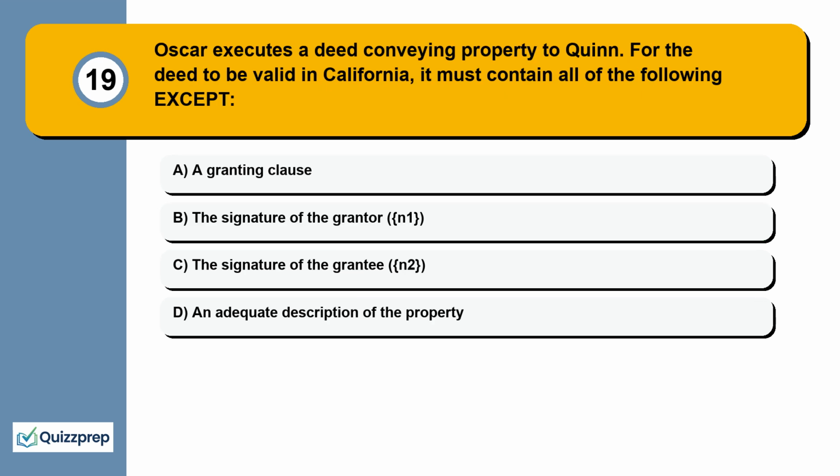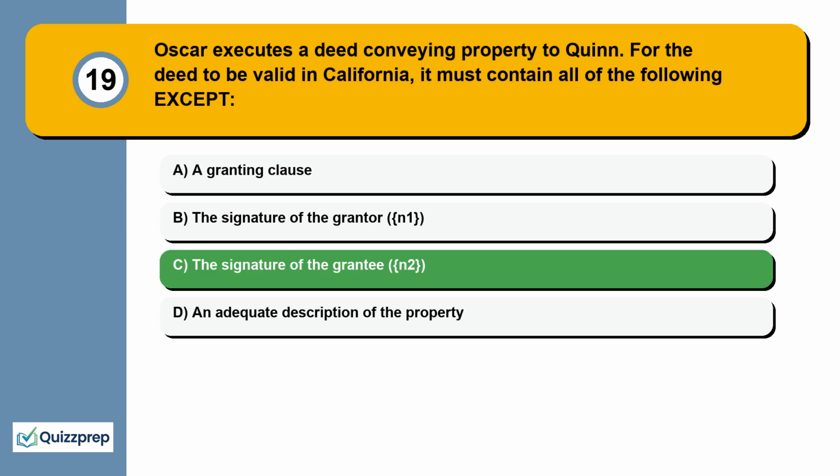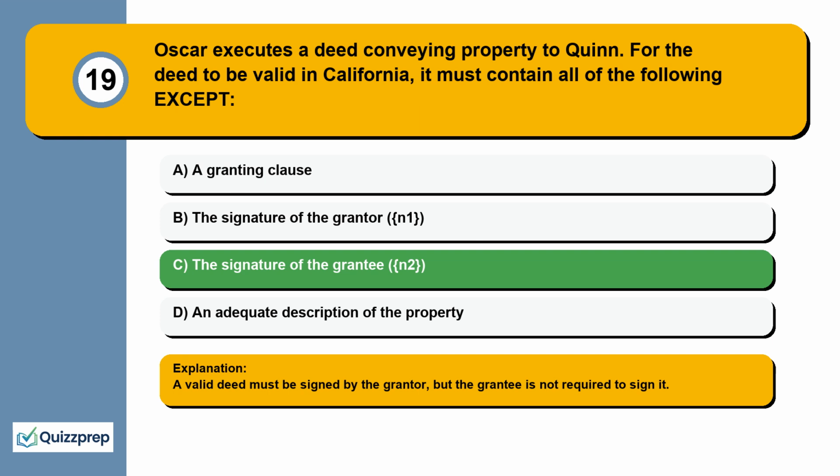Question 19. Oscar executes a deed conveying property to Quinn. For the deed to be valid in California, it must contain all of the following except a granting clause, the signature of the grantor, the signature of the grantee, an adequate description of the property. A valid deed must be signed by the grantor, but the grantee is not required to sign it.